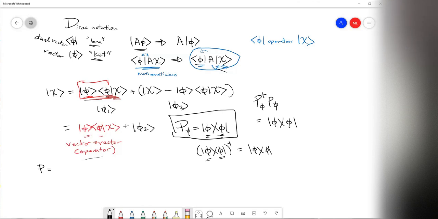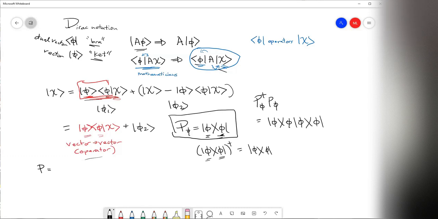Again, you can go back to the original definition of what a dagger does and prove this if you wanted, but it'd be a little bit too much at this point. But I just want to show you this. So then this is phi, right? Phi.